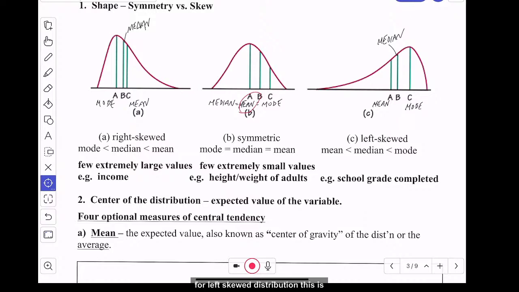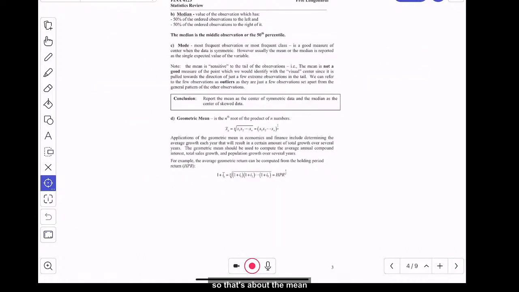For a left skewed distribution, most of the observations are high, with just a few low ones. That could be possible too. I use the example of school grade completed. Most people have at least a grade 9 or 10. Many have more than that. And in terms of school grade, kindergarten to grade 12, there are very few people with no education. But they skew our distribution. So that's about the mean measures.